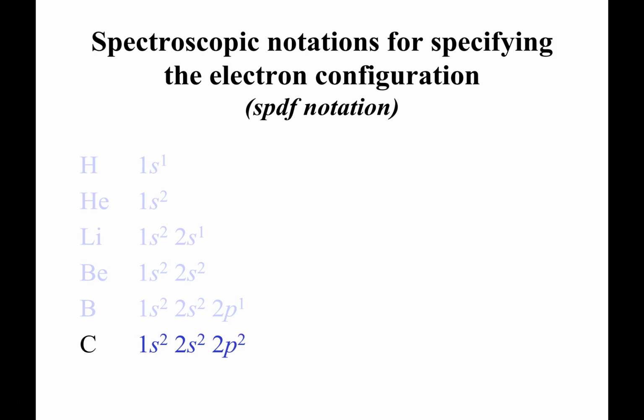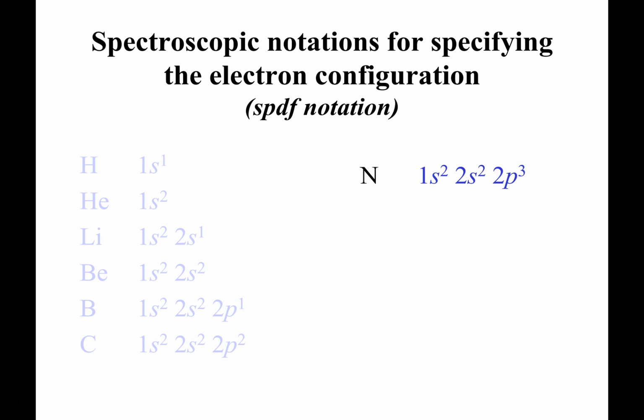Then after boron, we have carbon, 1s2, 2s2, and 2p2. And if you're like me, here's where you start scratching your head, like, now this actually has less information than the box and arrow, because we can't show those 2 electrons in the 2p2 in different orbitals. You just got to know that.